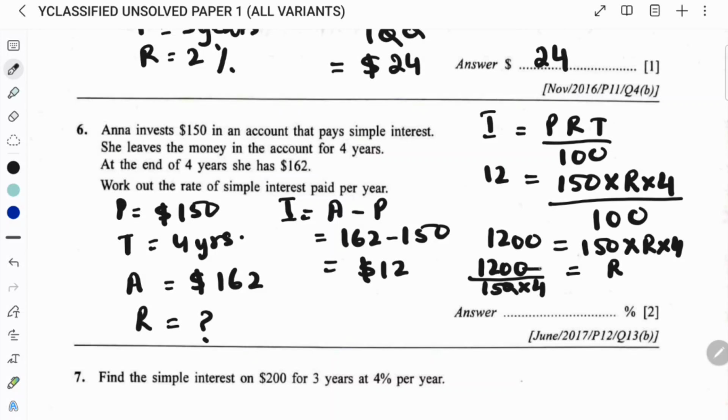Now cancel and find your answer. So 0 and 0 cancel. Right now we can take the 3 times table. 3 times 5 is 15, and 3 times 4 is 12.